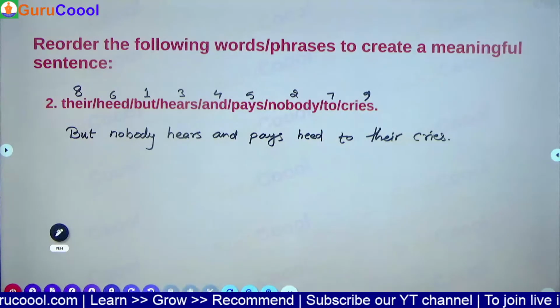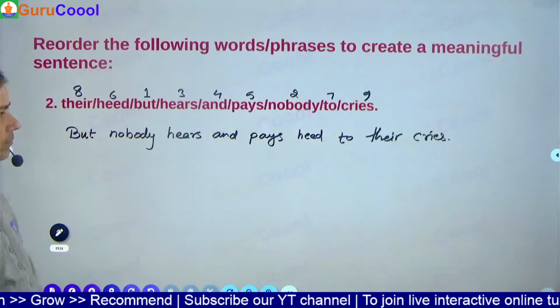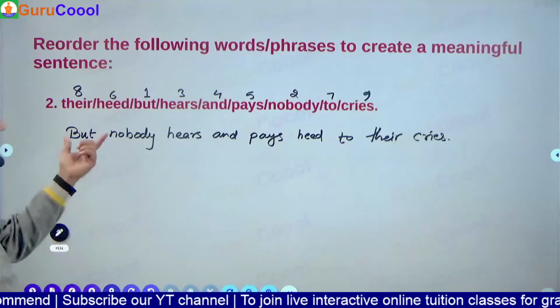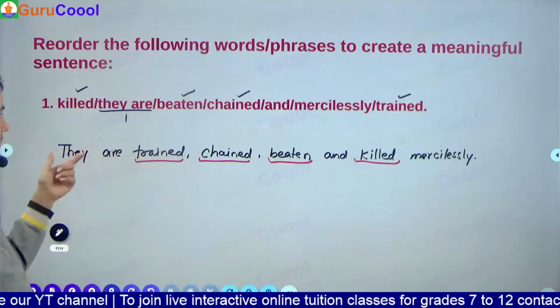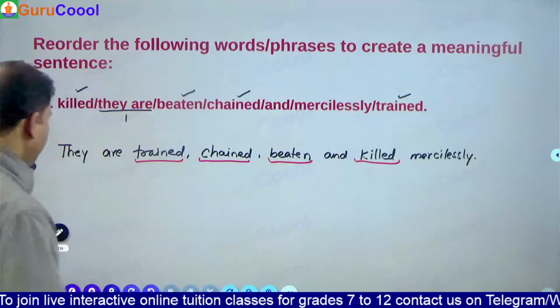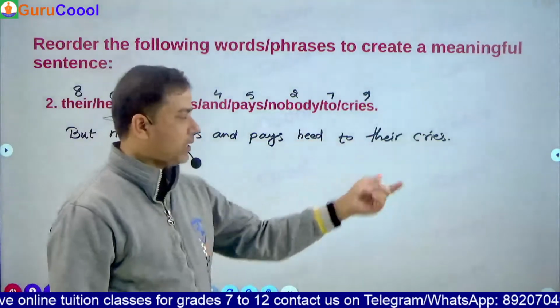Is this okay? Yes, sir. It looks like in continuation with the first one, right? There was a situation. They are trained, chained, beaten, and killed mercilessly, but nobody hears and pays heed to their cries.